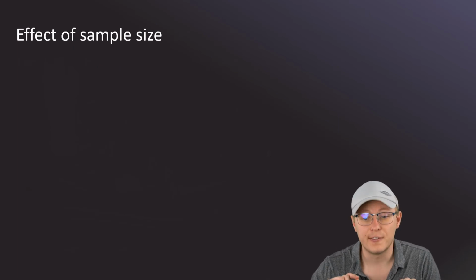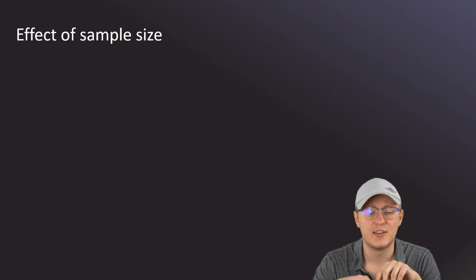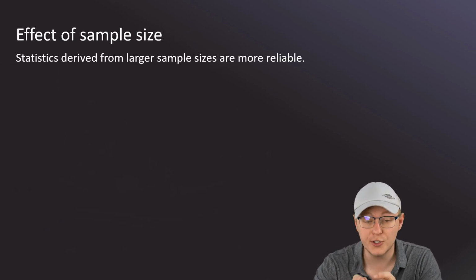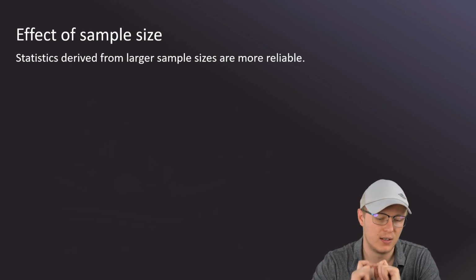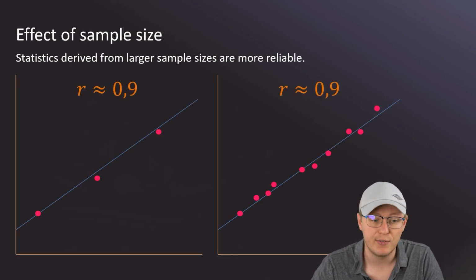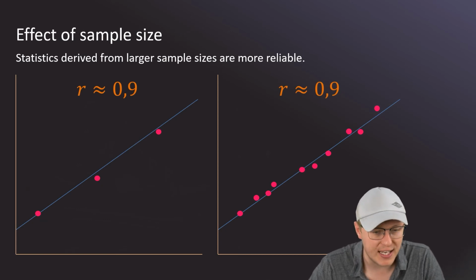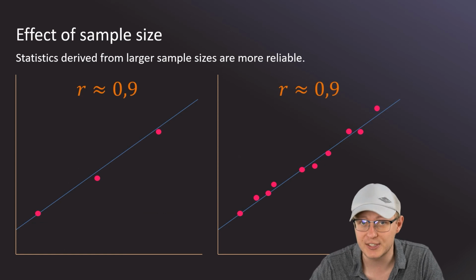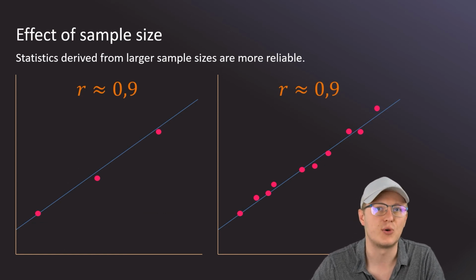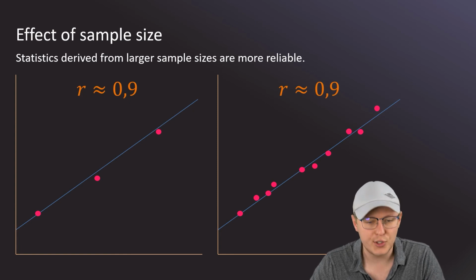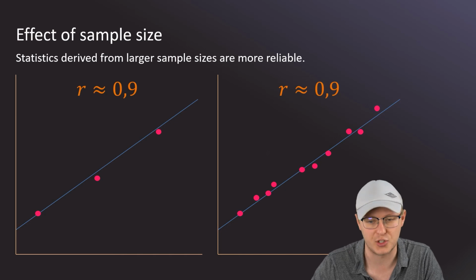Let's look at the effect of sample size. Statistics that are derived from larger sample sizes are going to be more reliable. Let me show you what I mean. Let's say that we've got these two scatter plots. And for these scatter plots, we have exactly the same correlation coefficient. We have exactly the same least squares regression line. Now, which of these two would we prefer to use in order to make predictions?